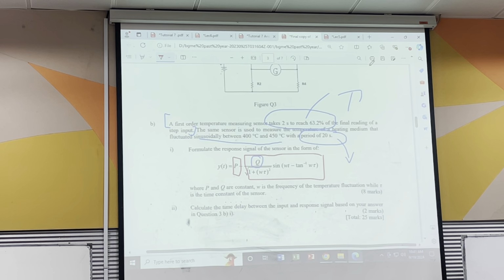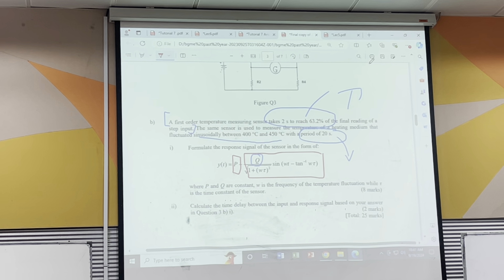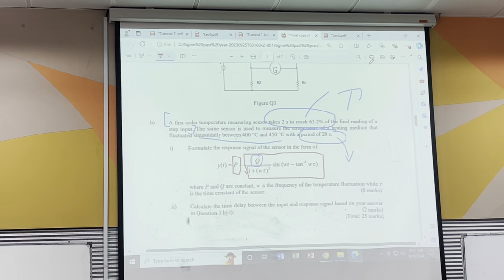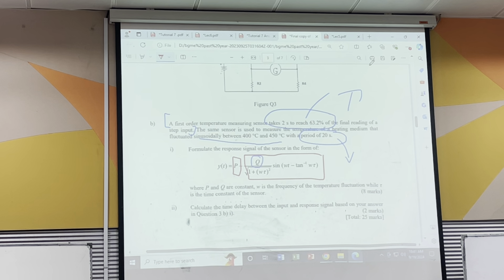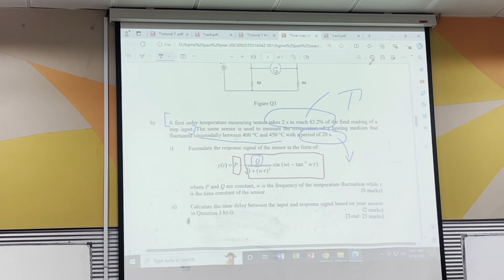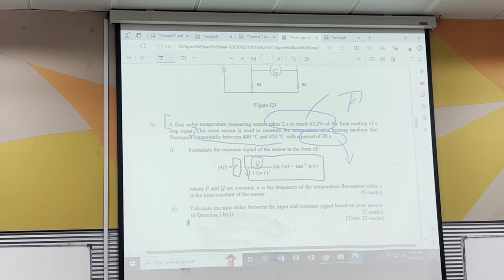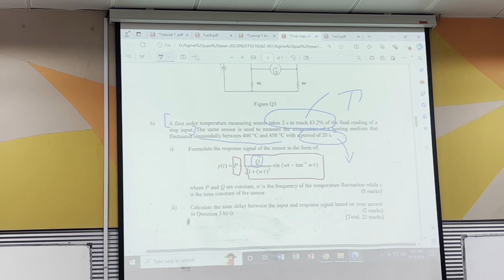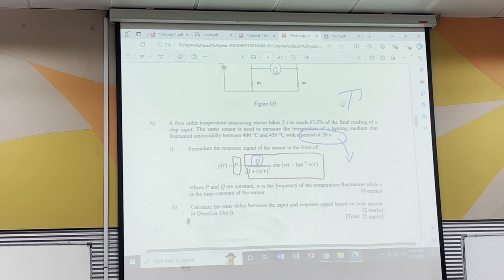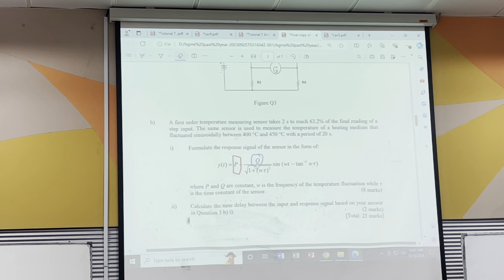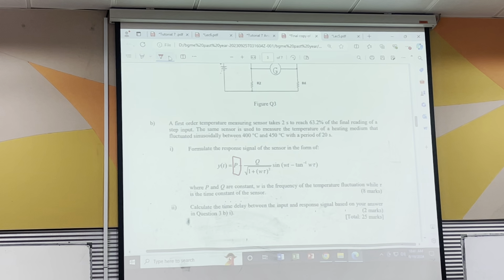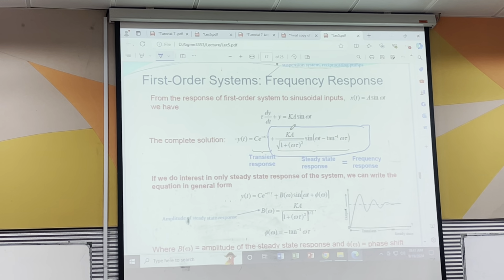Q equals to KA here. So what is the value for this Q? Amelia, simple one for you. What is the value for Q here? Q equals to KA, right? Based on the formula, it's KA.